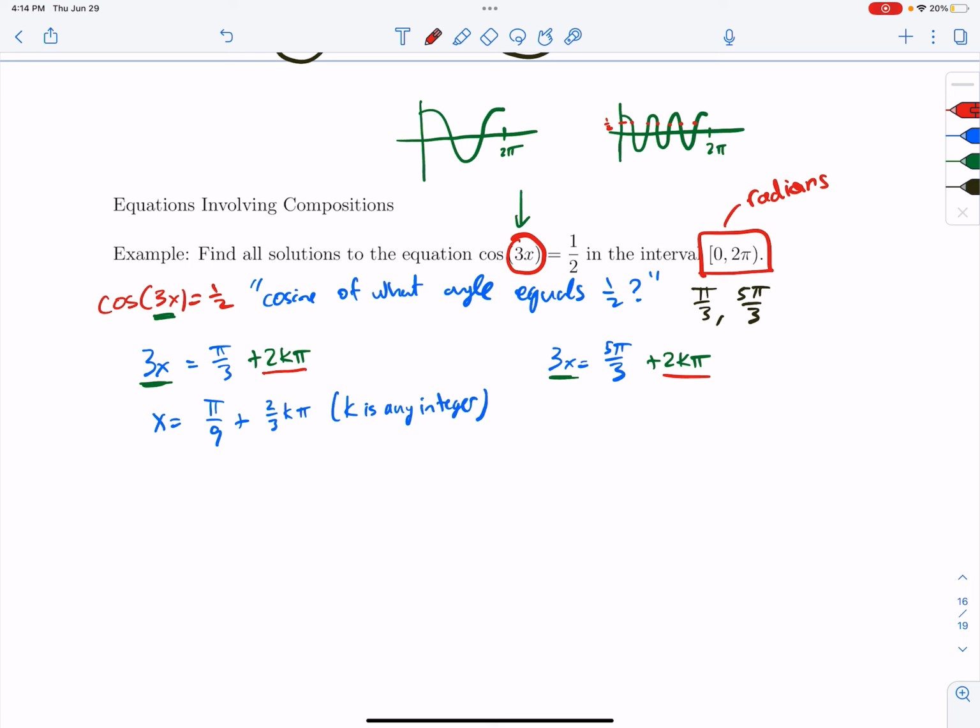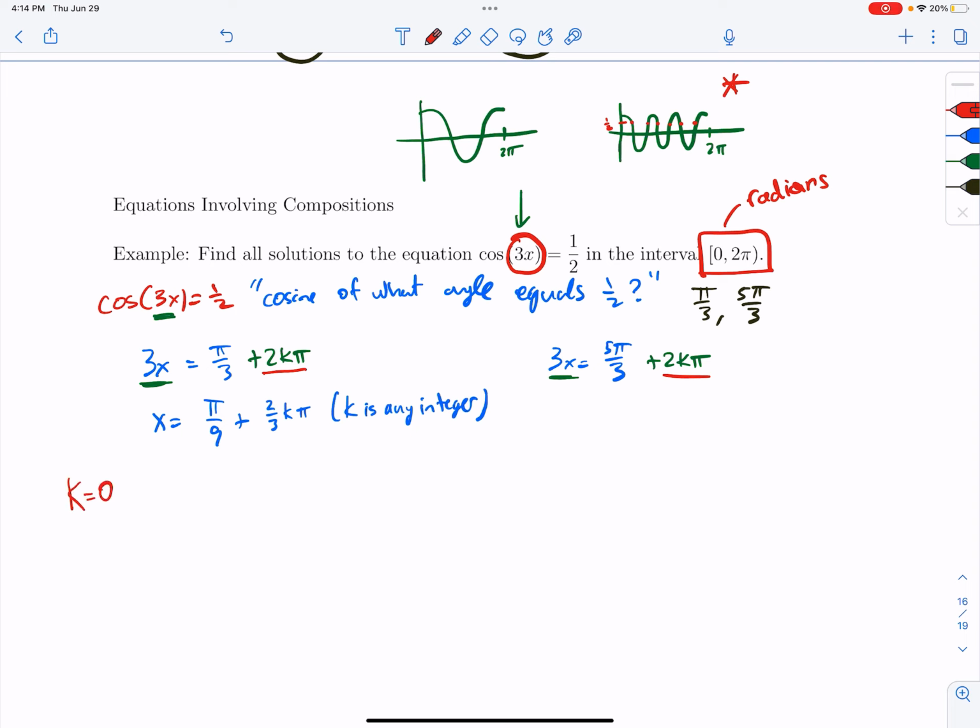We saw something like this when we were working with asymptote lines on our graphs. This was just a general solution. In other words, I can put any value of k in there, and that'll tell me when this cosine graph is going to equal 1/2. But I only want to come up with values that are between 0 and 2 pi. So that's what I'm going to check.